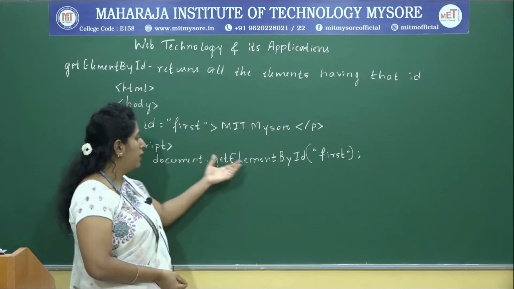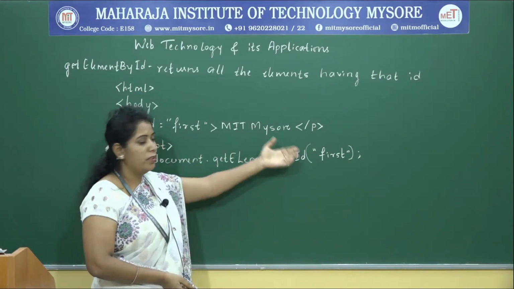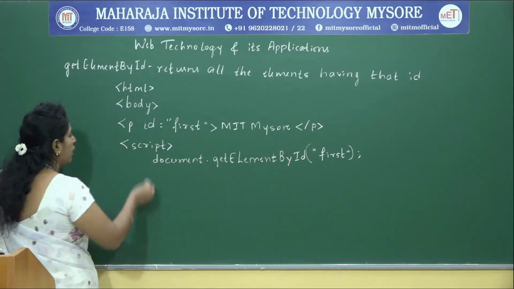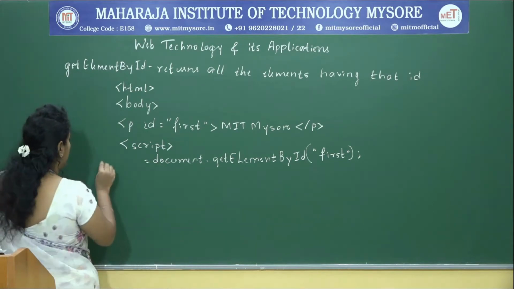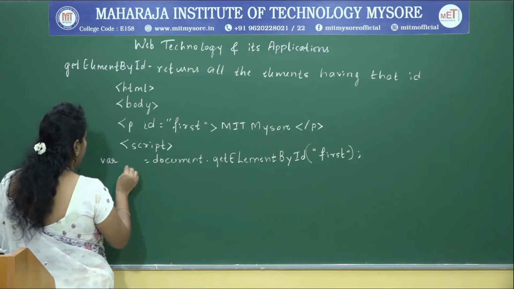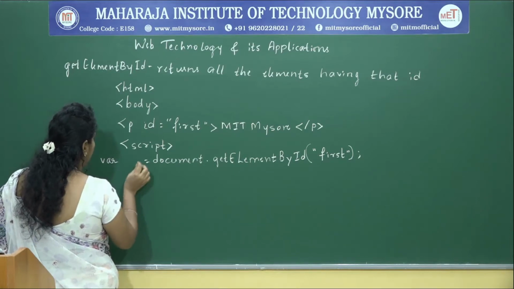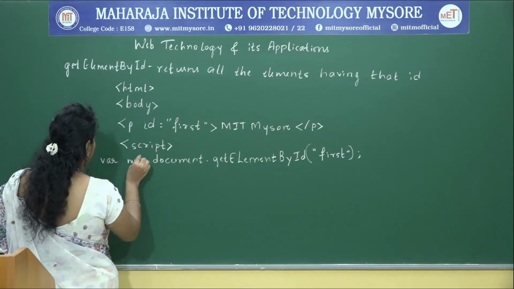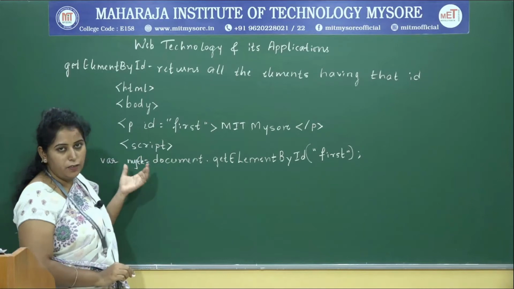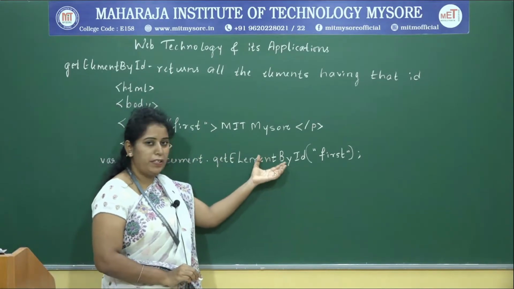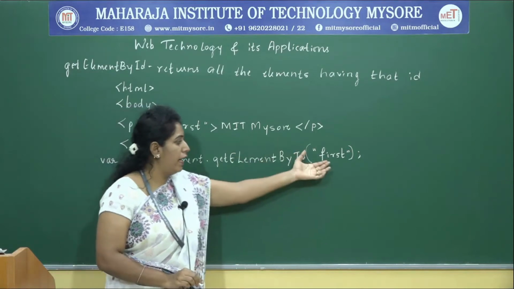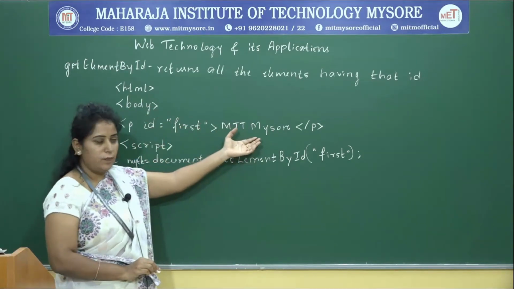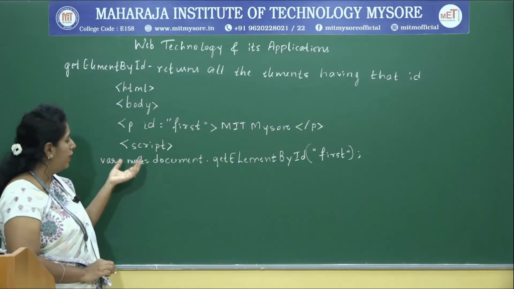So this property returns the element which matches this ID. The returned value should be stored in one variable, so I am taking var, and I will take the variable name as myElement. This property returns the element which has the ID first, and that has been stored inside the variable myElement.